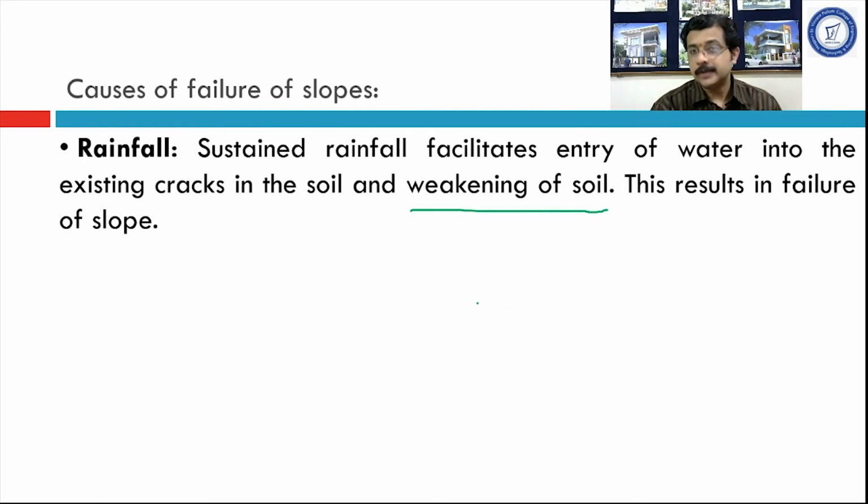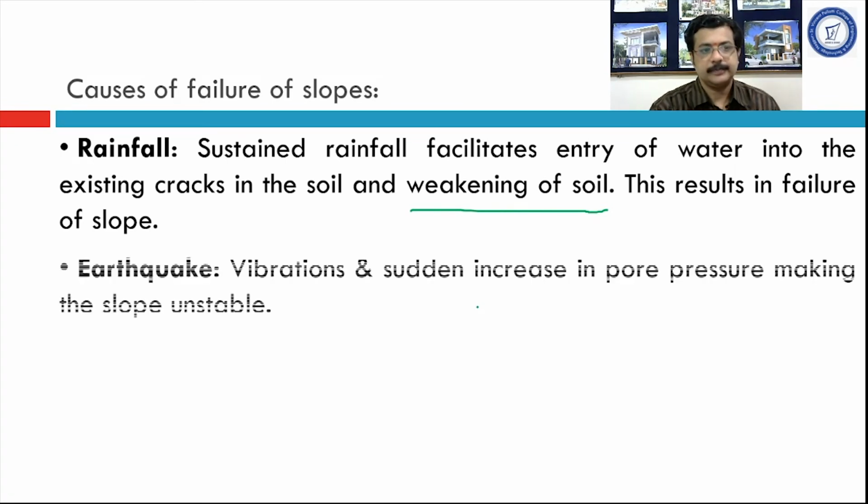Because of continuous rainfall and presence of cracks, the water will find its way through the cracks. It will form a pipe kind of thing, and the cracks through which the water will flow will result in the formation of a plane of failure, and it will fail. This is the main reason behind the landslides which occur everywhere.